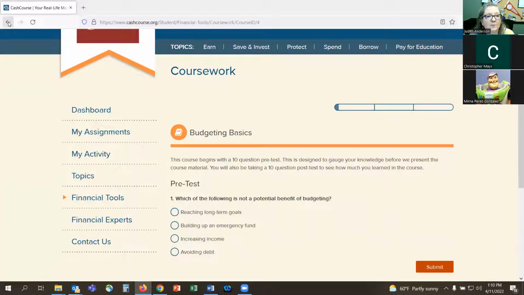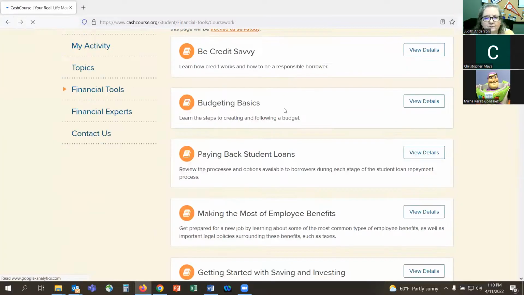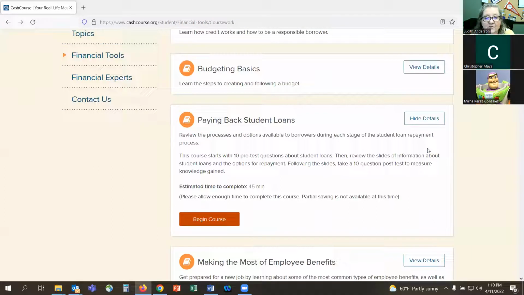So then we can go back. And here's another good one on paying back your student loans. And again, it's the same type of thing, 45 minutes, a 10-question pre-test, a 10-question post-test, and all the good stuff in between.